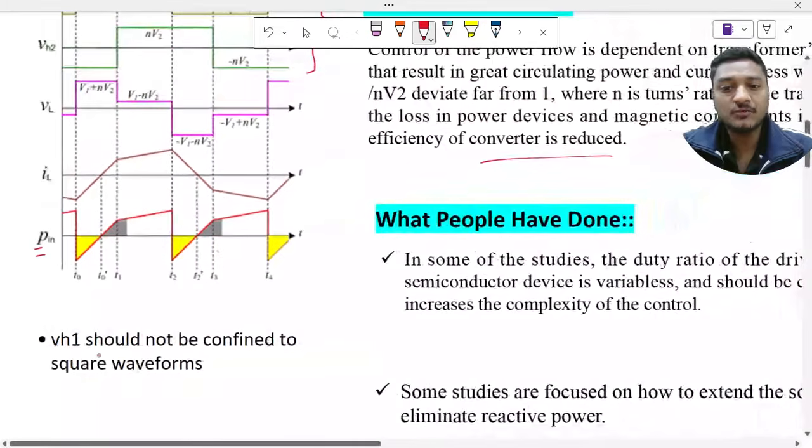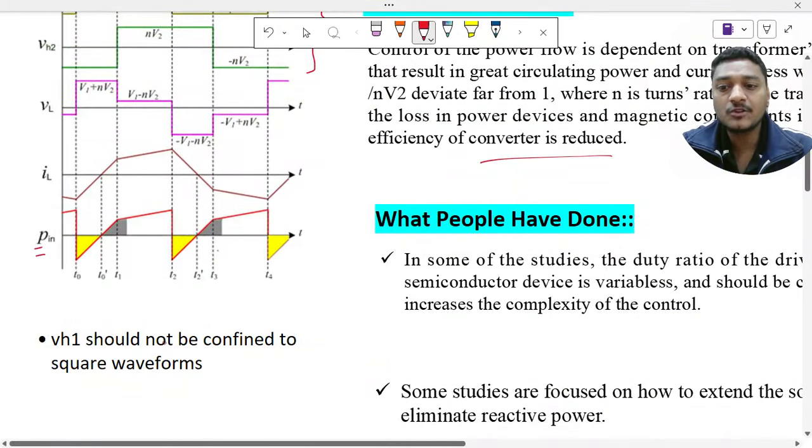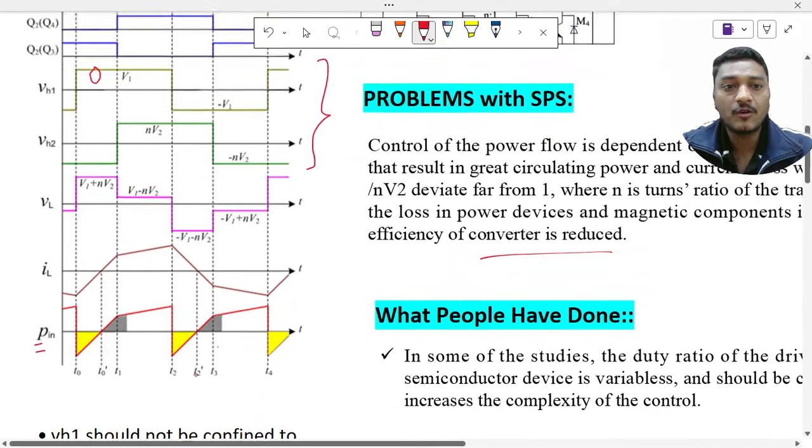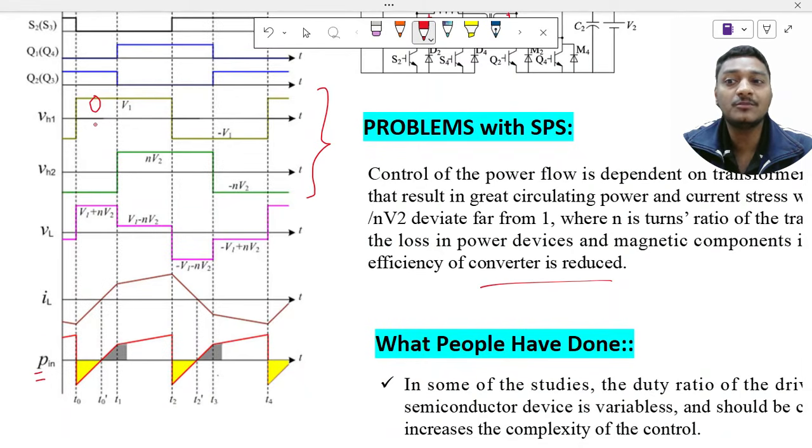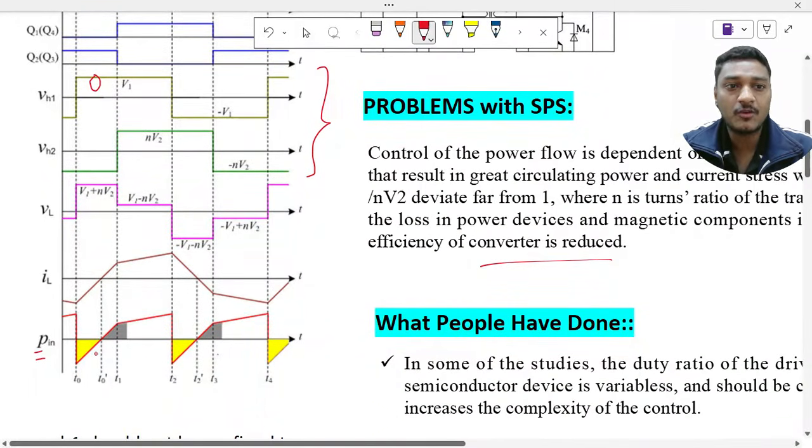So basically this is what is written here. VH1 should not conform to the square waveform. It is a square waveform, which is why I said initially that it has only 2 levels. If it is possible to make it 3 levels, so plus V1, minus V1, and in addition to that another level, a 0 level, then if that 0 level comes into the picture, this backward power flow will be 0, and this is what we want.